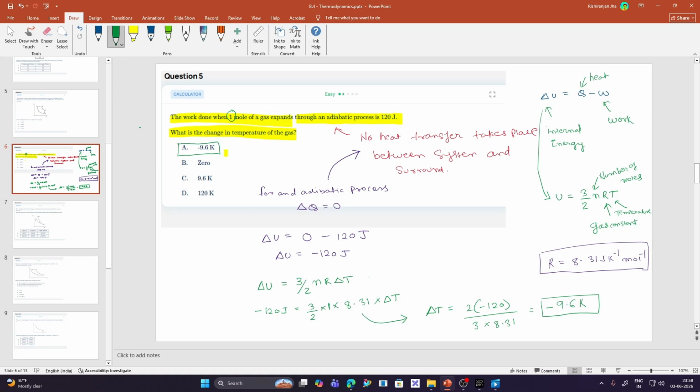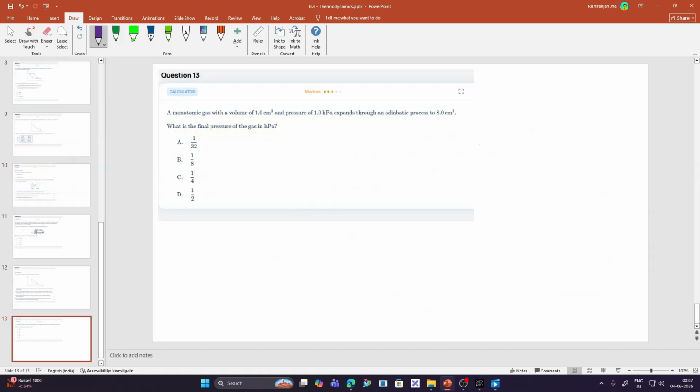Hope you understood this numerical. So my dear friends, we have one more numerical. We have a monoatomic gas. The volume of the monoatomic gas is 1 centimeter cube. The pressure is 1.0 HPa.